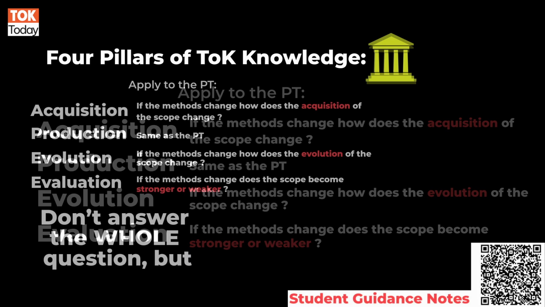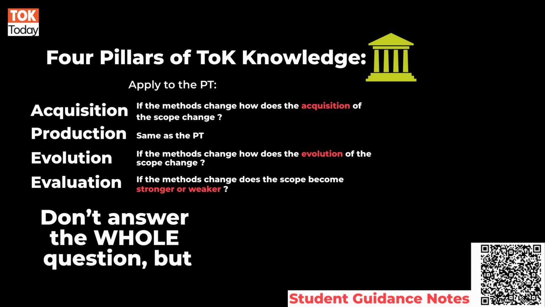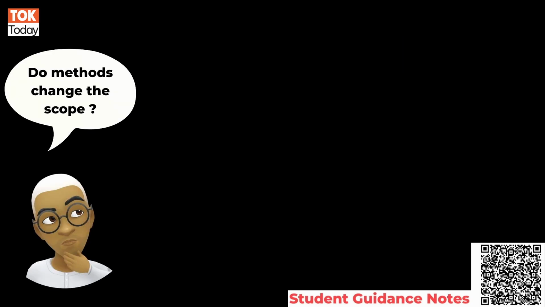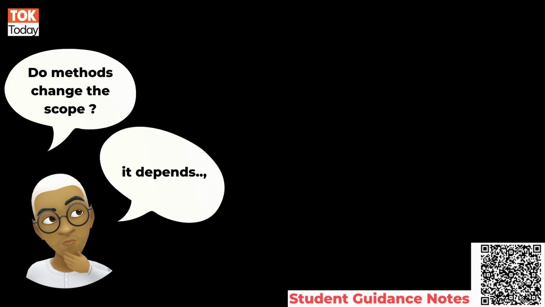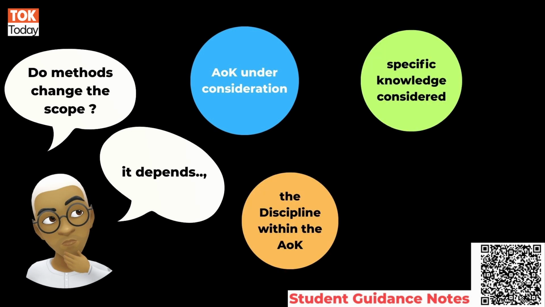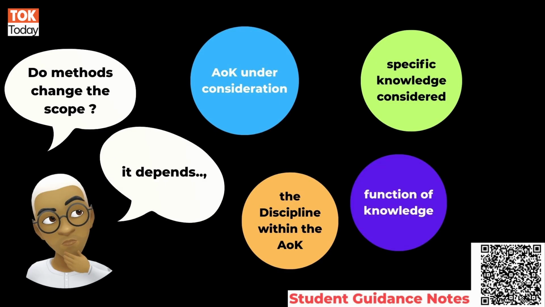Now, the answers to these sort of sub-pillar questions don't answer the whole question, but they're ways into unpacking a more specific understanding of the relationship between the method and the scope. When I ask myself these questions, I often end up replying, well, it depends. It depends upon the AoK, it depends upon the discipline within the AoK, it depends upon the specific knowledge under examination, it depends upon the functions for which that knowledge is being used.